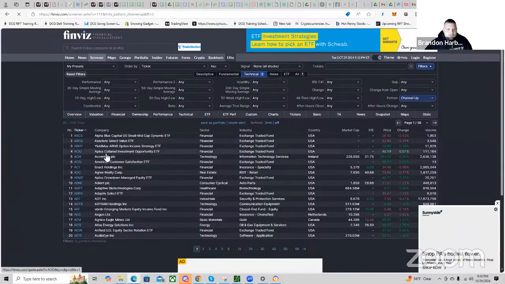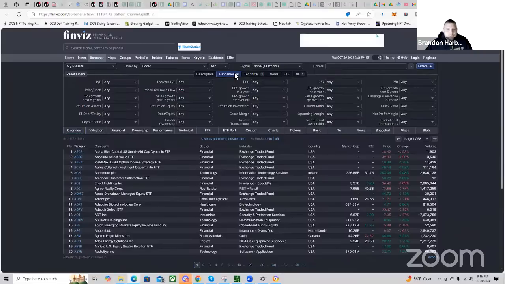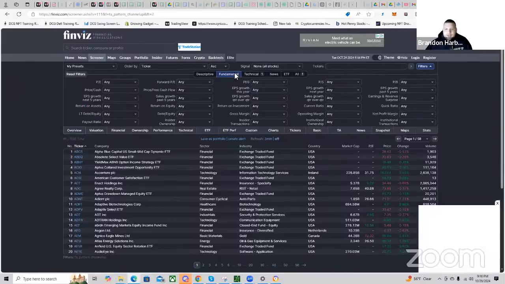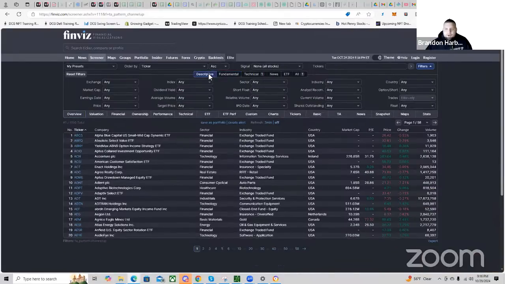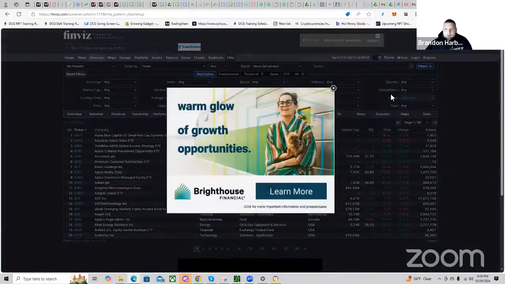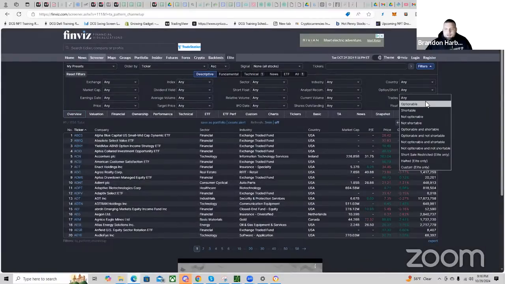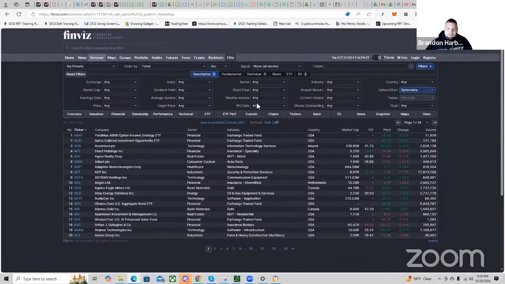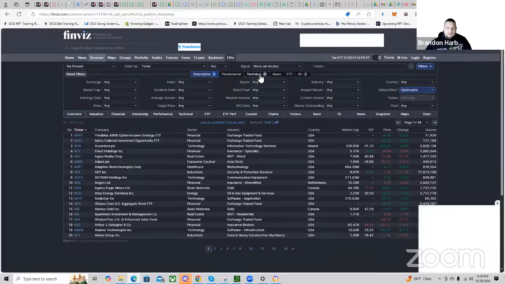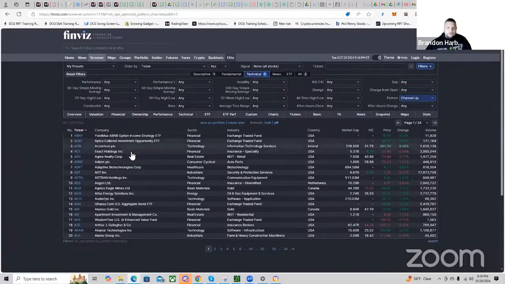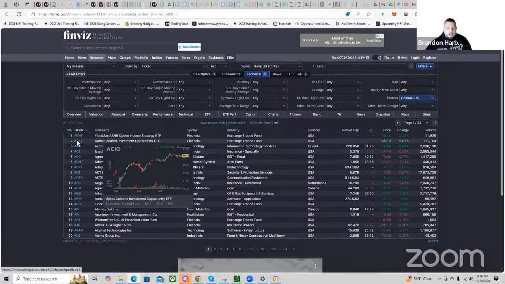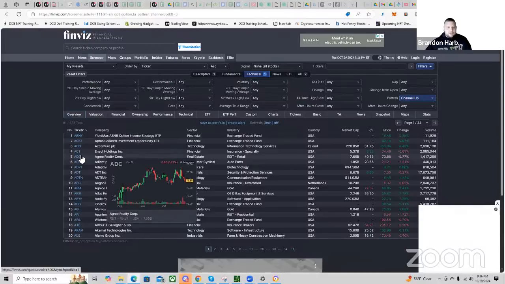Another thing I like to do, since I like stock options, if you go to the fundamental part, there's a filter in here that you can put in, I want to say optionable. Is that it right there? Optionable right here. I only like to find stocks that are optionable. So now you've got both of these in. We're going to come back here to technical, and now all these stocks I know have stock options.